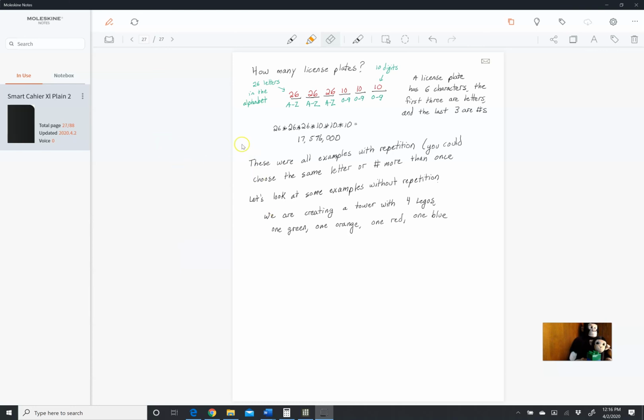Well, we could go through and use a tree diagram to figure out the total number of possibilities. We have a red, a green, a blue, or an orange. This is our first event. The first Lego that we could put into our tower.